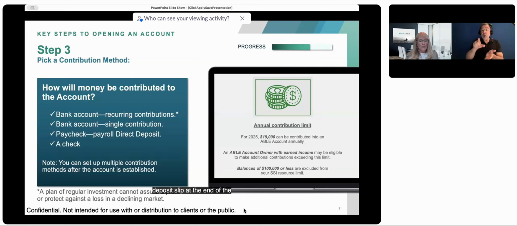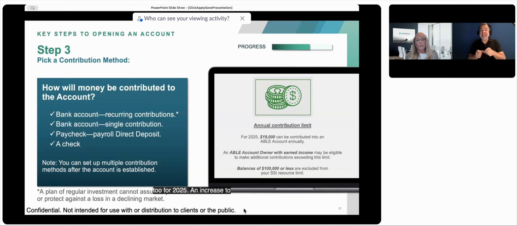If you don't print that out, we also include them in the statements, and you can put that new account number on your check. And then one last way to contribute is through our Gift program, where family and friends can give money to the account owner. So over to the right, I just wanted to share, and I think Jody, you had shared some of this too, for 2025, an increase to $19,000 can be contributed annually.